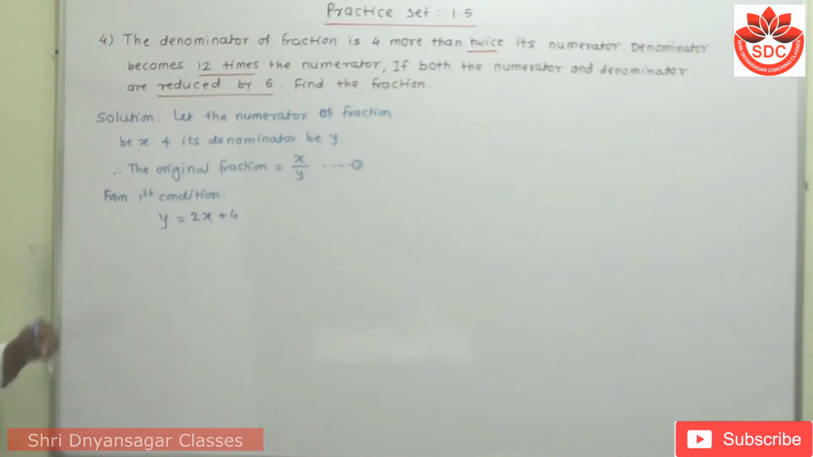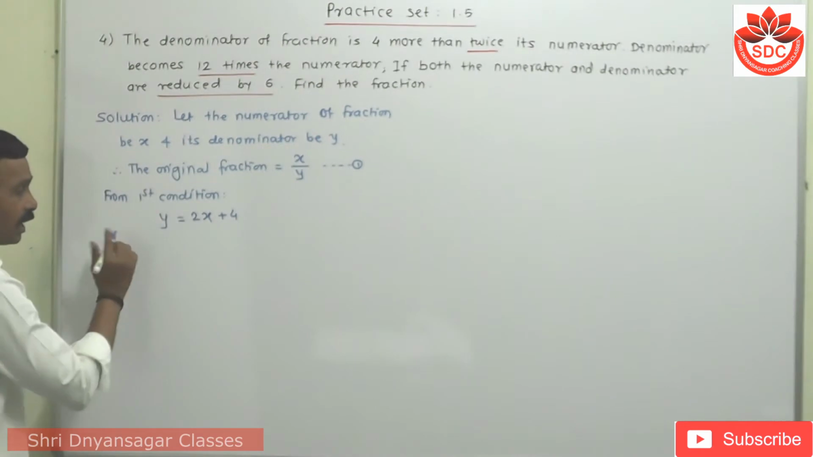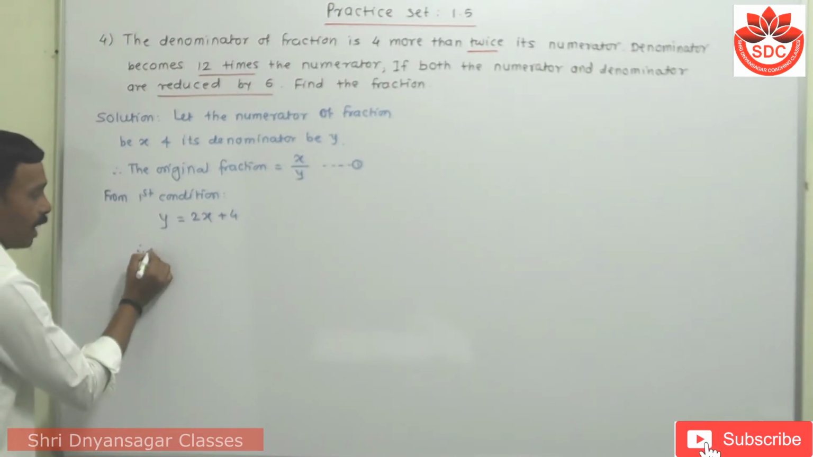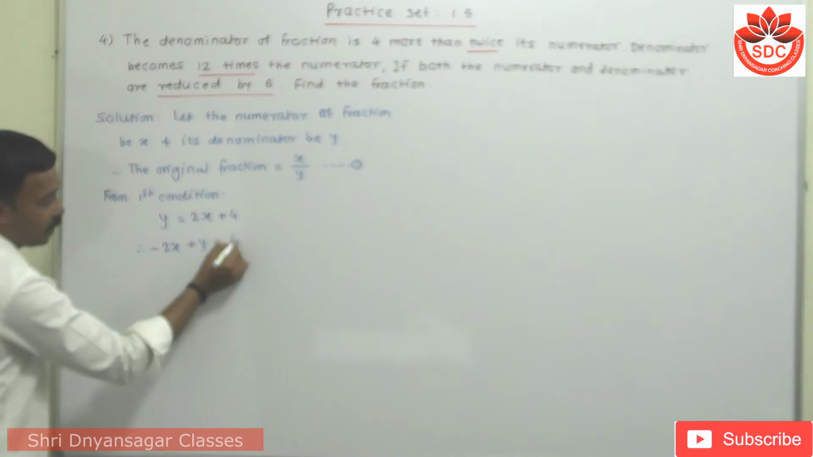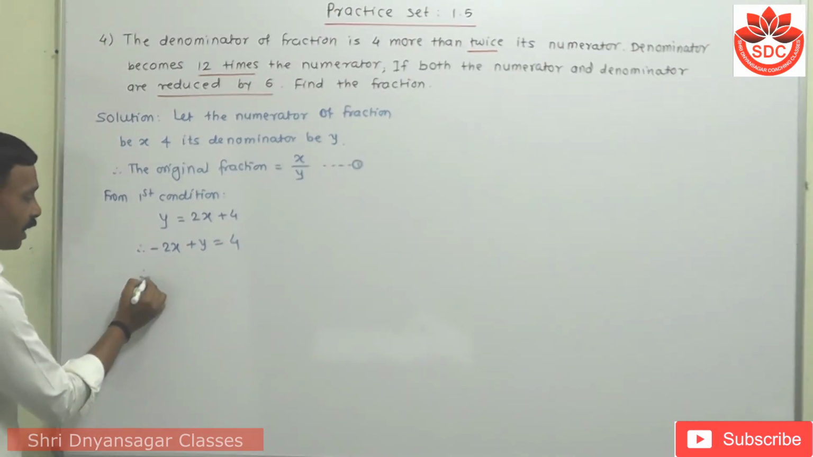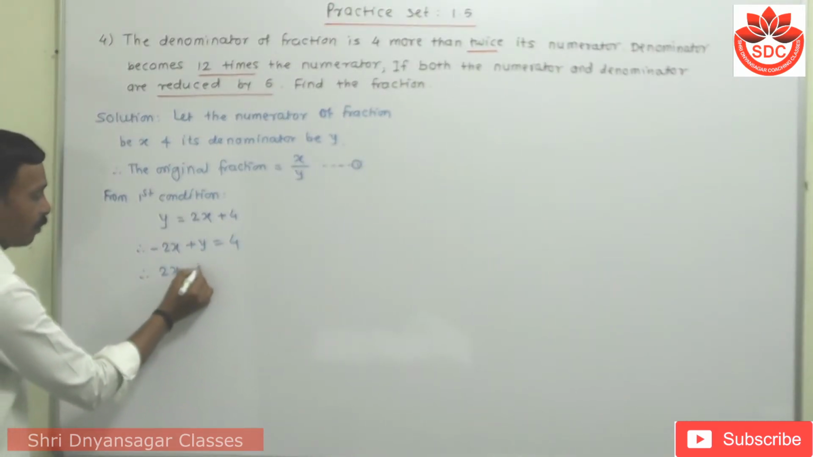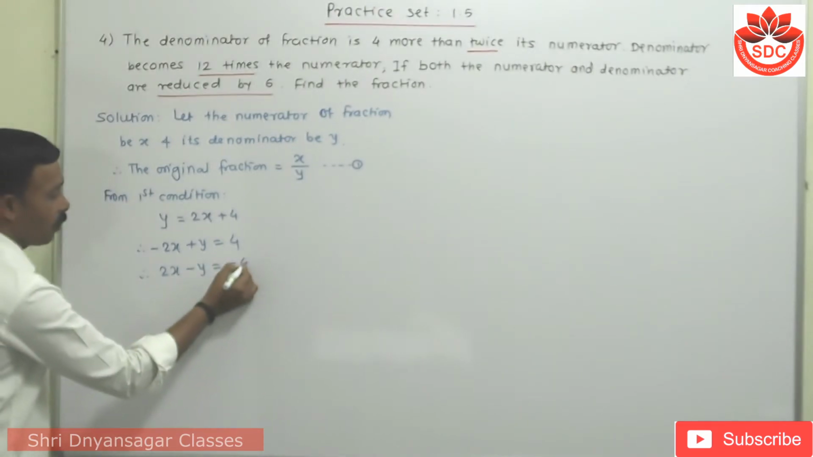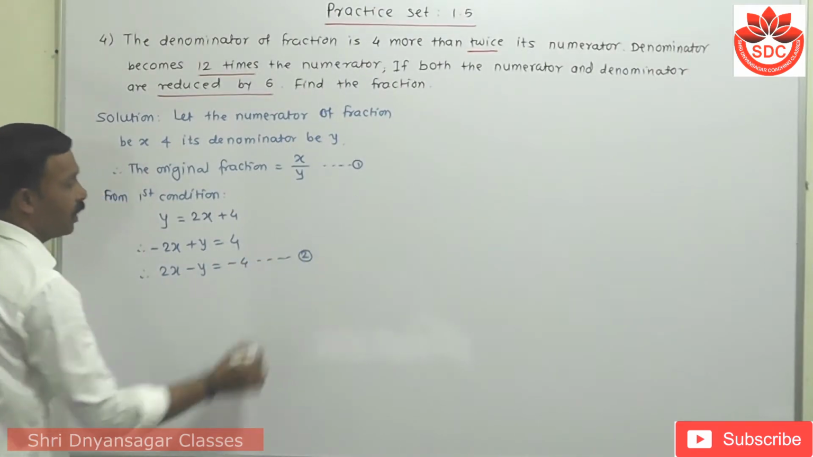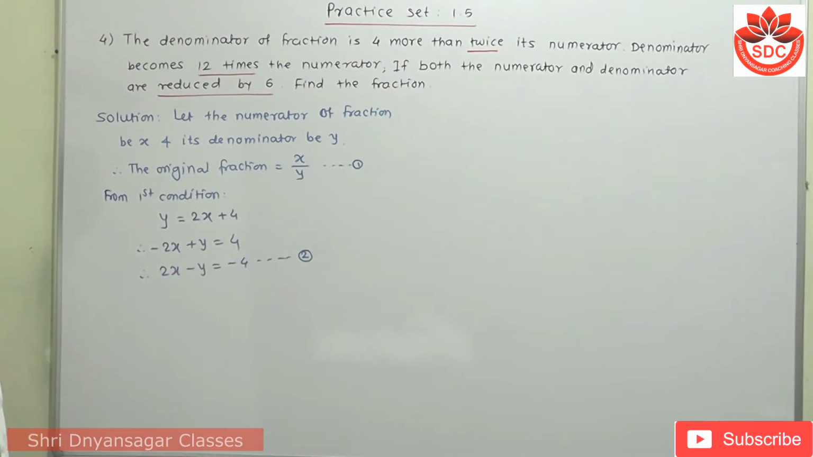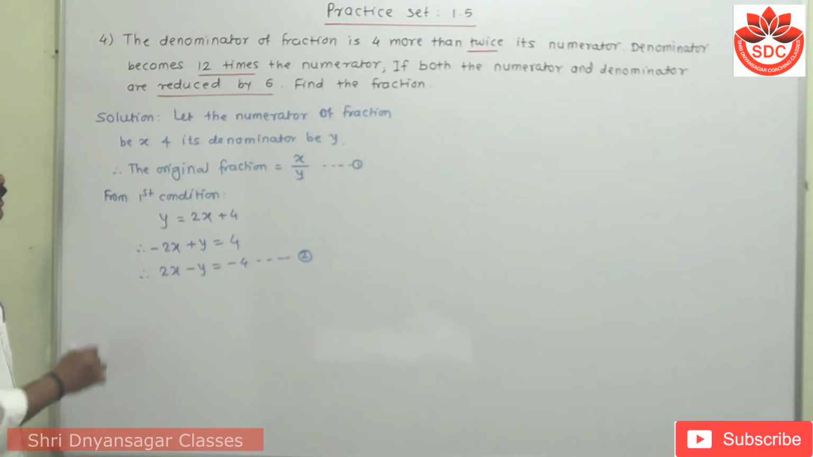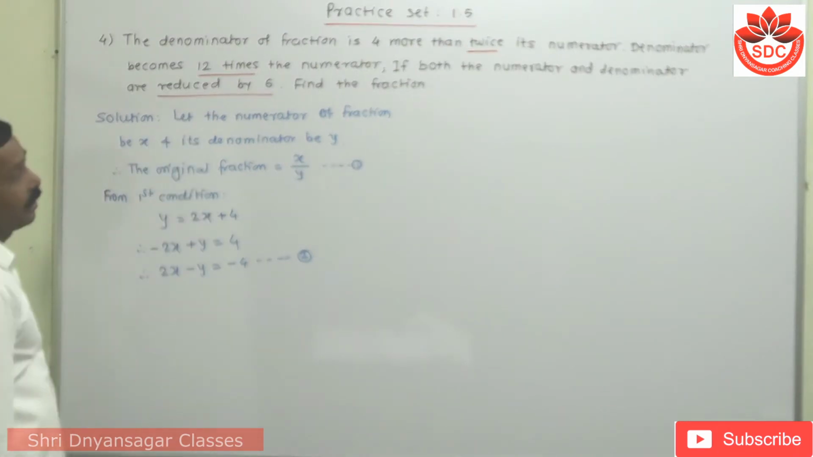Now I have to transpose this 2x to the other side. We get minus 2x plus y is equal to 4. Then changing the sign, this becomes 2x minus y is equal to minus 4. Sorry, this is equation first. We take this equation number as 2, not first. Now we look at the next condition.